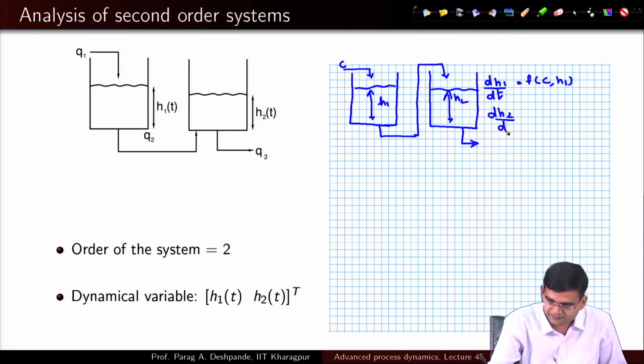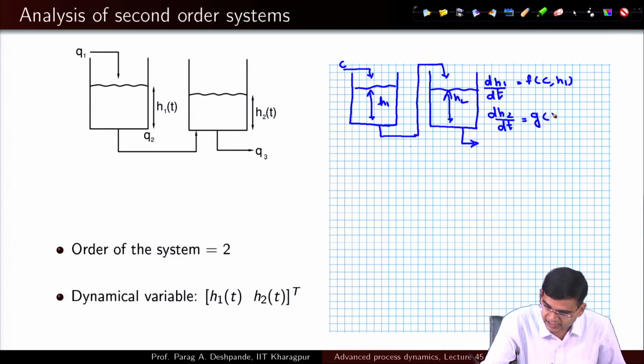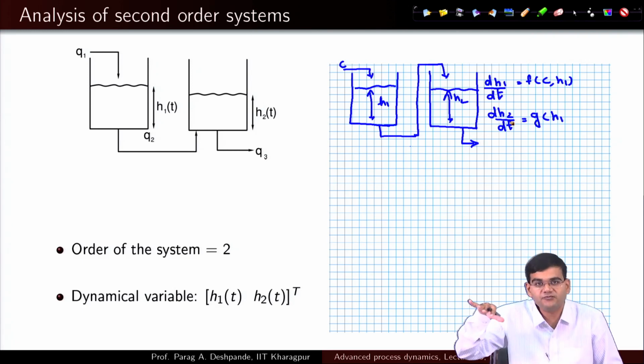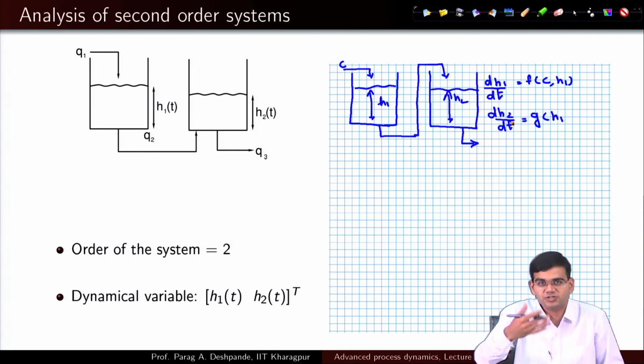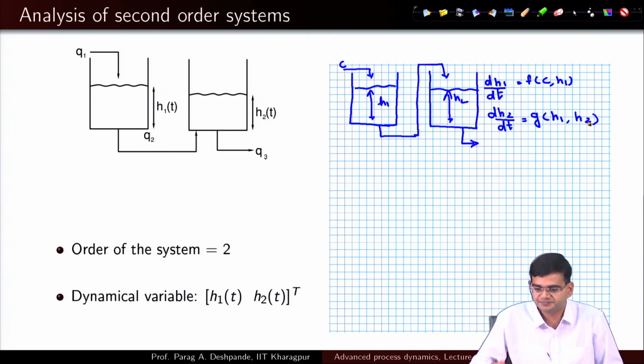And dH2 by dt would depend upon what? It would be some different function. It would now depend upon H1, because the flow rate from tank 1 would depend upon H1. So, therefore, since q2 is a function of H1, dH2 by dt will become a function of H1 and also a function of H2. The time rate of change will depend upon H2.